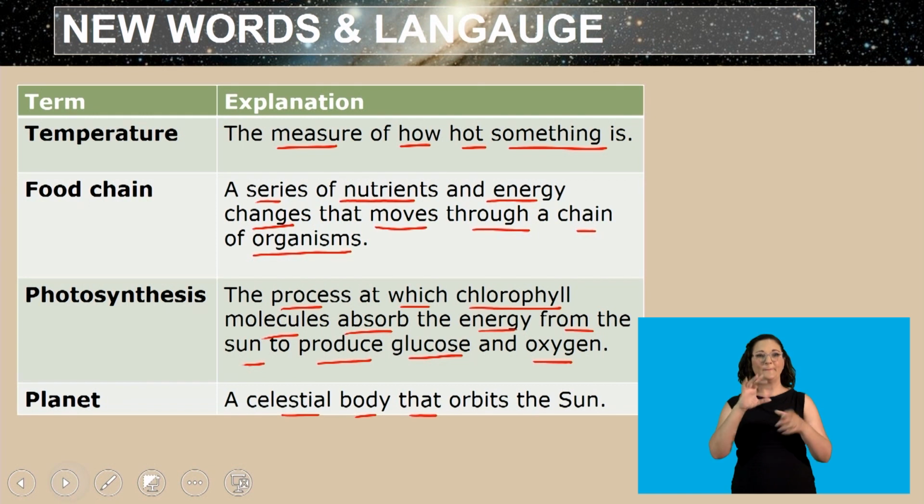All right, guys, we have looked at our terminology. Let us take an air break, and when we come back, we are going to be looking at our concepts in detail.